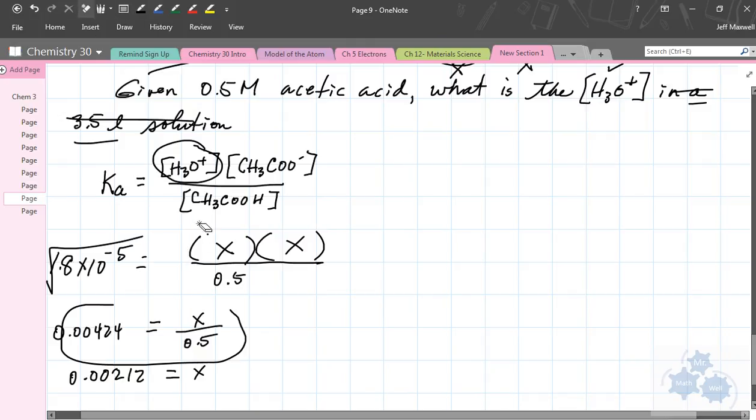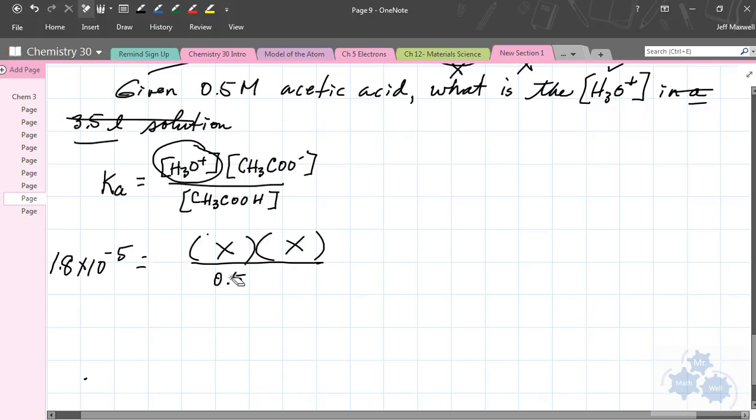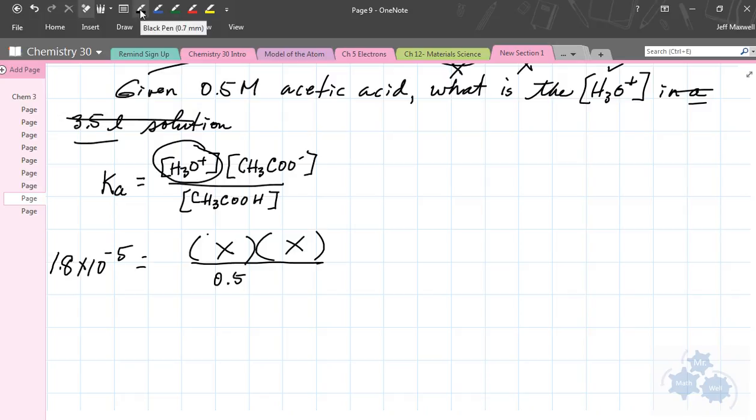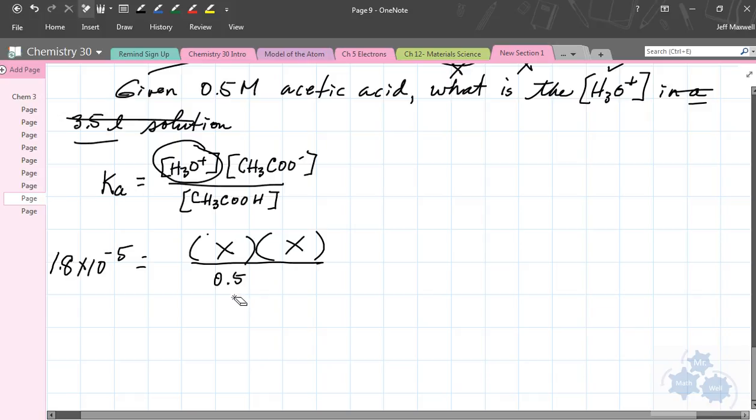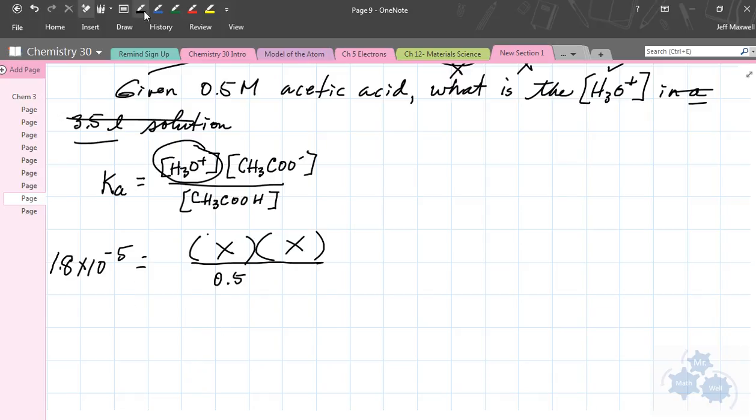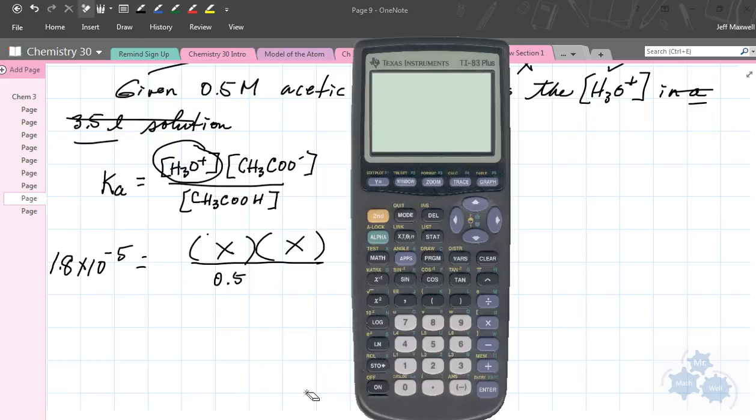Sometimes you might want to do this first. So I'll erase all this here now. You might want to do the 0.5 first and multiply both sides by 0.5 first. How many of you did that? Okay, about half of you did that. That's great. If you don't do that, then you just have to write x over the square root of 0.5 and then multiply that afterwards. But it would be a better idea to multiply the 0.5 first. Okay? So we've got 1.8 times 10 to the negative 5 times 0.5. And that's 9 times 10 to the negative 6, right?